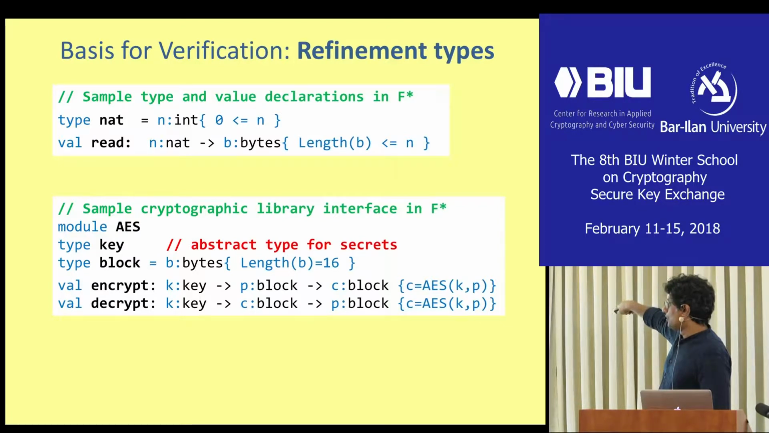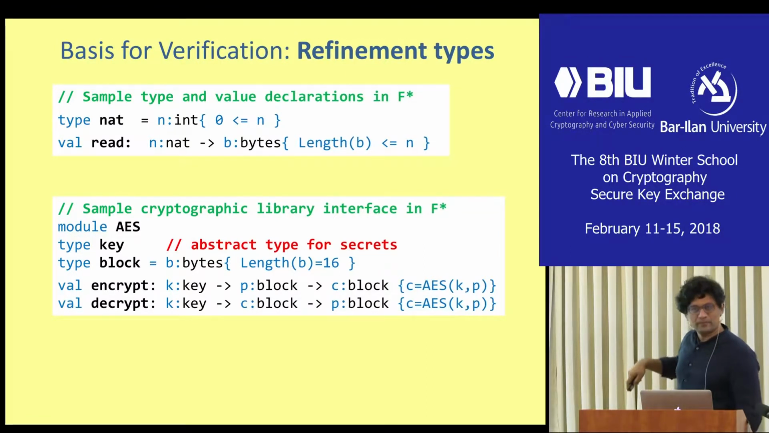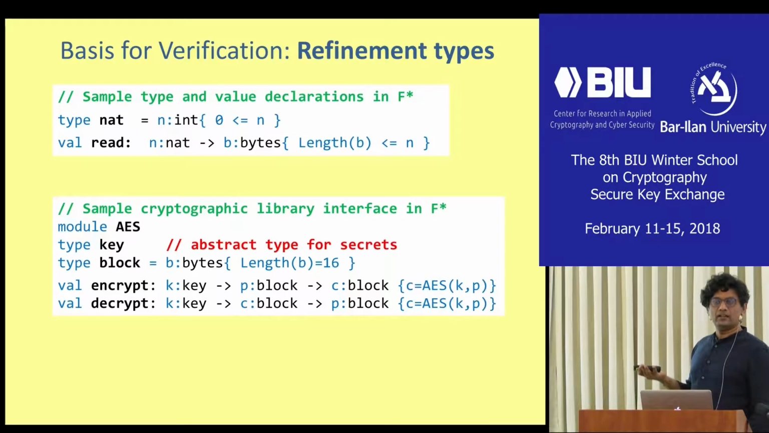I have a type called block, which is not abstract. A block is a number of bytes where the length is equal to 16 for AES. For other ciphers, it might be something else. I have an encrypt function and a decrypt function. I might also have a key generation function, but here only encrypt and decrypt, where you give me a key and a block, and I'm going to give you back a block. So there's actually just a block encrypt function here. Of course, we can define an arbitrary sized encryption function for which I would need to provide a mode of operations.